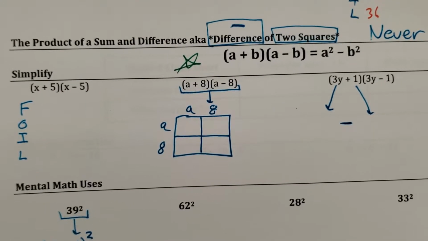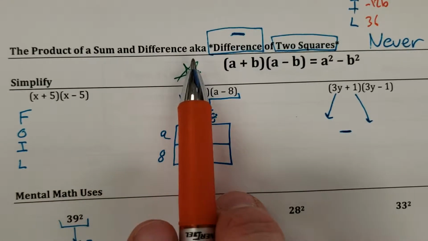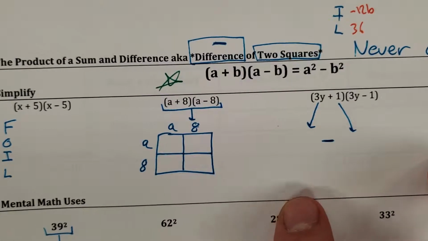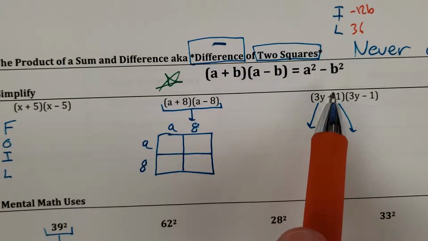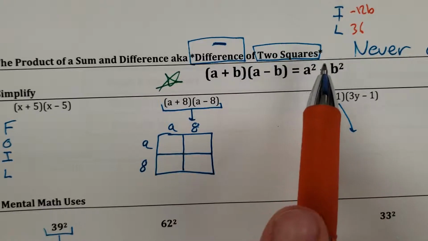This next example, students, is to show you how to identify the product of a sum and a difference, aka the difference of two squares. Why do they call it a difference of two squares? Because look at the answer. The answer literally turns into a difference, subtraction, of two squares.